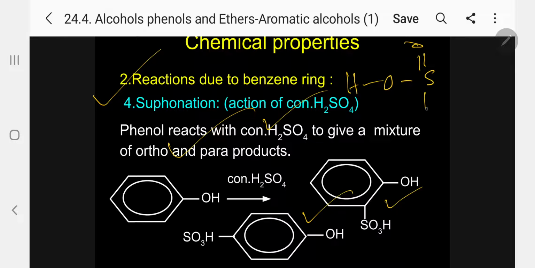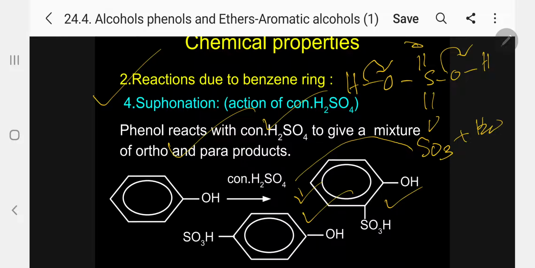Kindly follow. It will cleave like this, so it produces neutral SO3 plus water. The neutral SO3 attacks the benzene ring at the ortho and para positions, and the hydrogen now comes and converts this SO3 minus into SO3H. Kindly follow. This mechanism we have already discussed under the mesomeric effect.